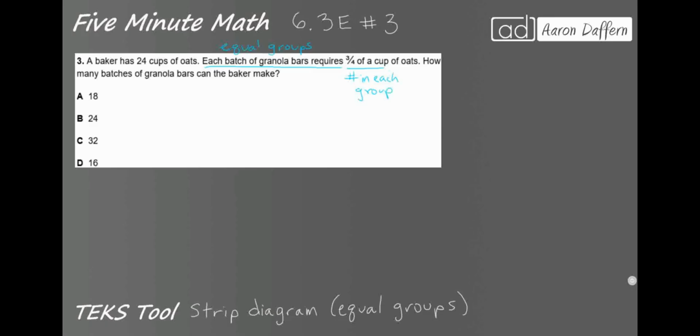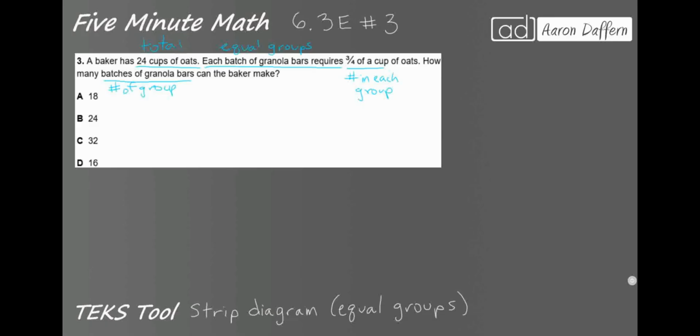Now we also have 24 cups of oats. So this is going to be our total. That is the total amount of cups of oats we have. We want to make equal groups of 3/4 in a cup. And the question is how many groups? How many batches of granola bars can we make? So this is the number of groups.